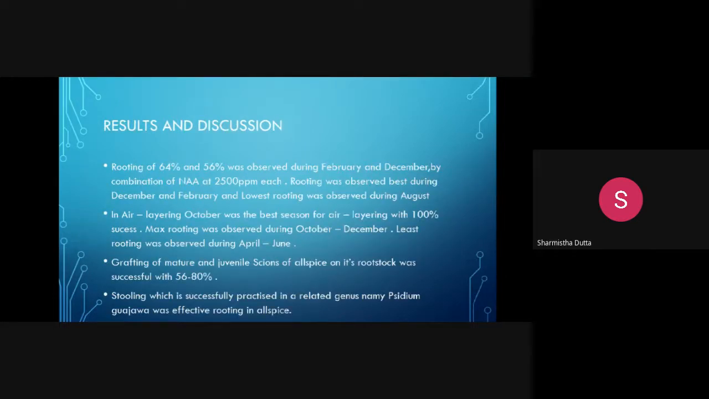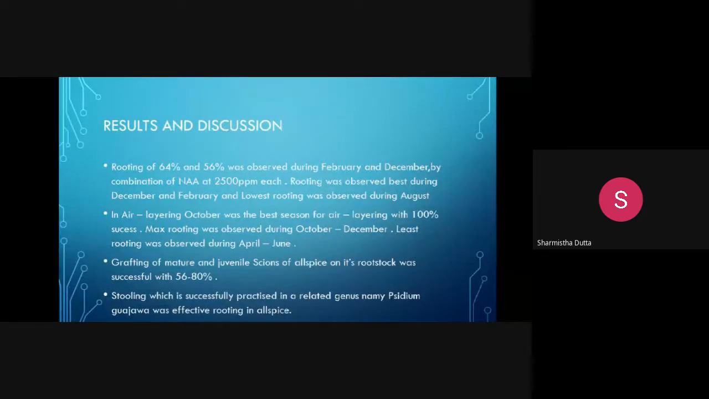And in results and discussion, they have seen rooting in allspice, 64 to 56% was observed during the months of February and December. By the combination of NAA at 2500 ppm, this was very effective. And highest rooting was observed during December to February, and the rooting was lowest in the month of August. And in air layering, they have observed that October was the best month, which has provided 100% success of rooting, and maximum rooting was observed during October to December, and least rooting was observed during April to June.